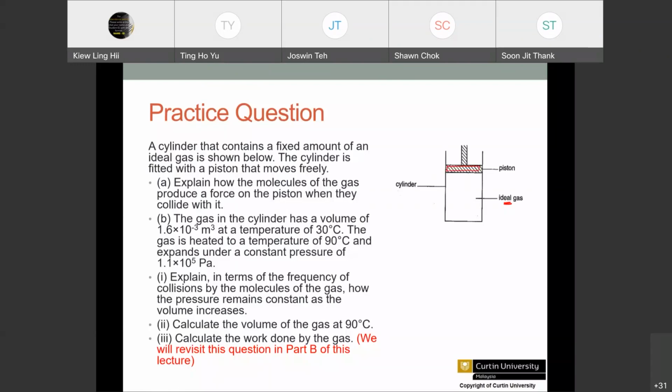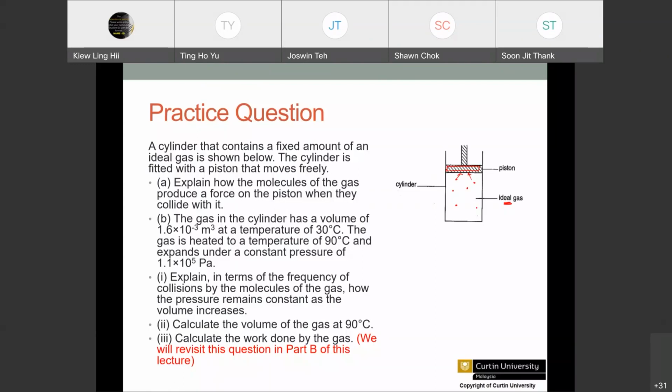So explain how the molecules of the gas produce a force on the piston when they collide on it. So there are molecules inside here, and remember, they are moving freely and randomly. So definitely there are times when they will collide with the piston. So how is the force applied on the piston?